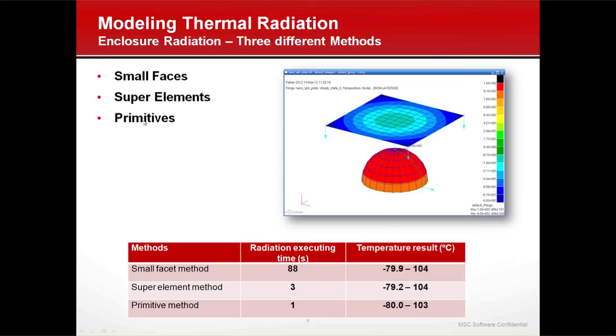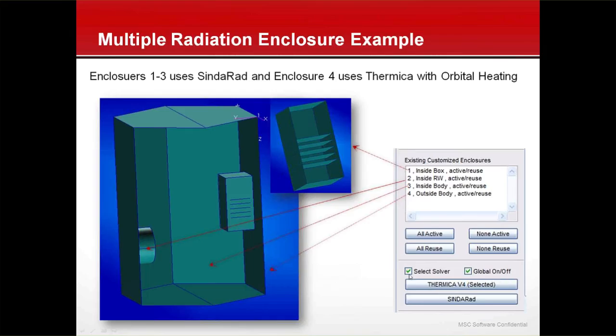Or we can actually use true geometric primitives. We support several of those, like hemispheres and paraboloids and spheres, discs, cylinders, all in Patran, and those get sent to the radiation code as true geometric shapes. And you can see down here we ran this with three different methods, and you can see the runtime with the primitive method or the super element method that combined some of these into one, ran much faster, but yet we still got basically the same results.